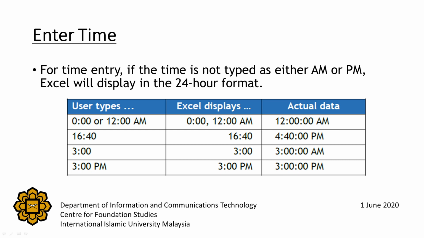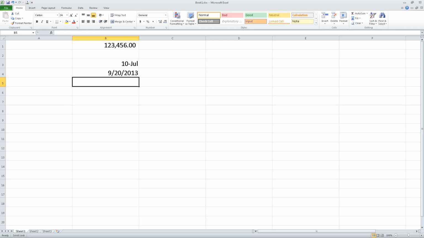So now we try to enter this in our Microsoft Excel. For example, I type 16, colon, and 40. When you press Enter, it will display 16:40, because it displays in the user format of 24 hours.